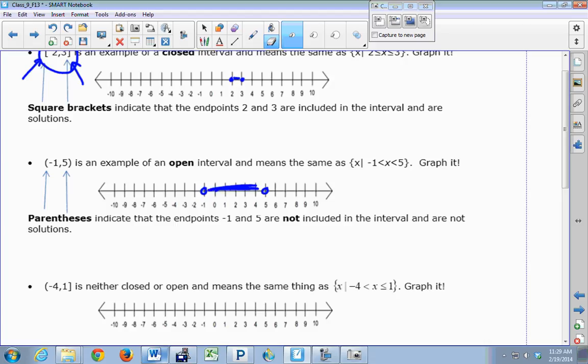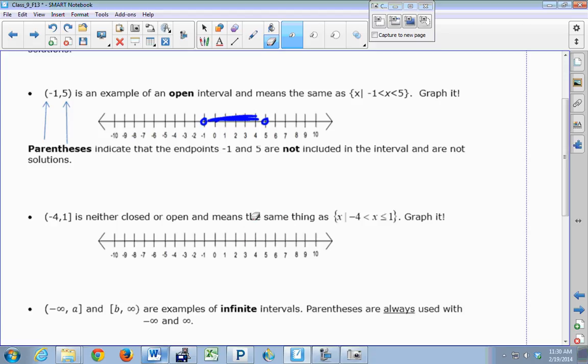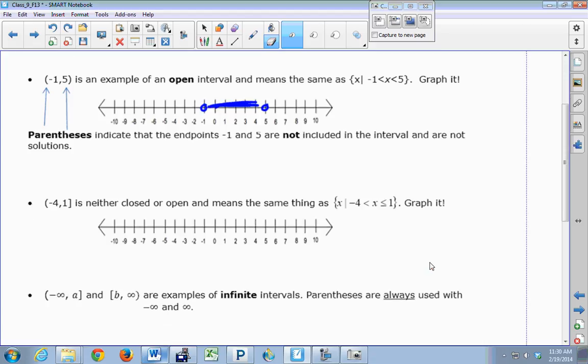All right. All right. So notice we have parentheses. Now this one is neither closed or open. It means the same thing as all x such that x is less than or equal to 1 or greater than or equal to -4. So CJ, can you help me with this one? Graphing it?